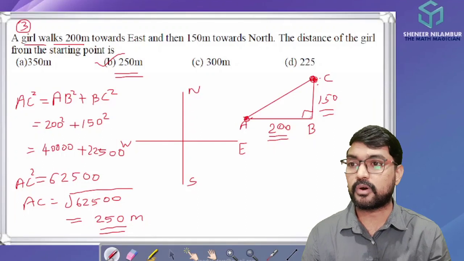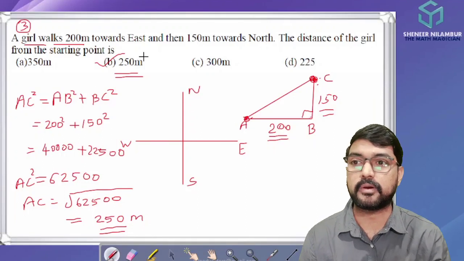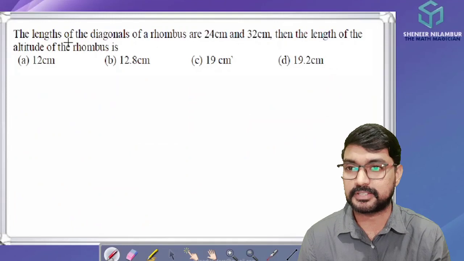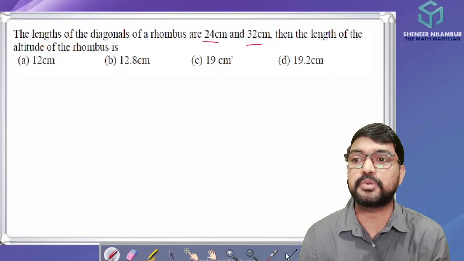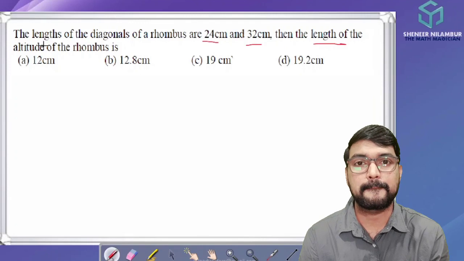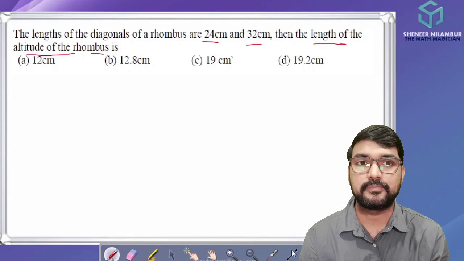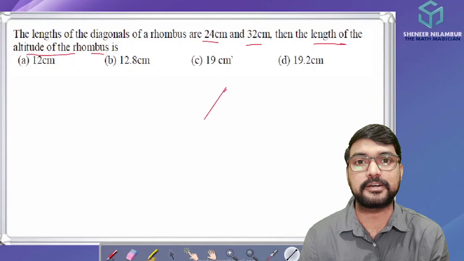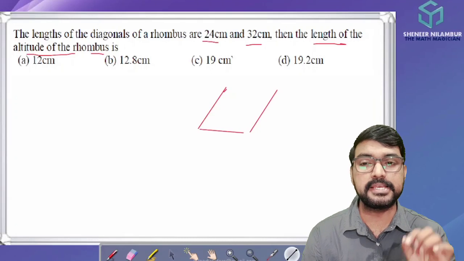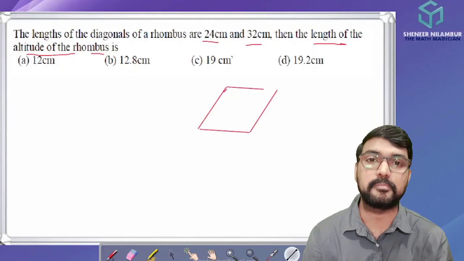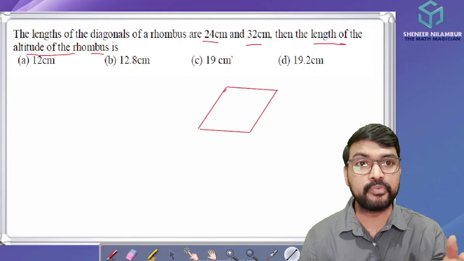The lengths of the diagonals of a rhombus are 24 centimeter and 32 centimeter. Then the length of the altitude of the rhombus is dash. This is a good question. We have to draw the figure based on the question. So first we can draw the figure of a rhombus. Here A, B, C, D. This is the rhombus.